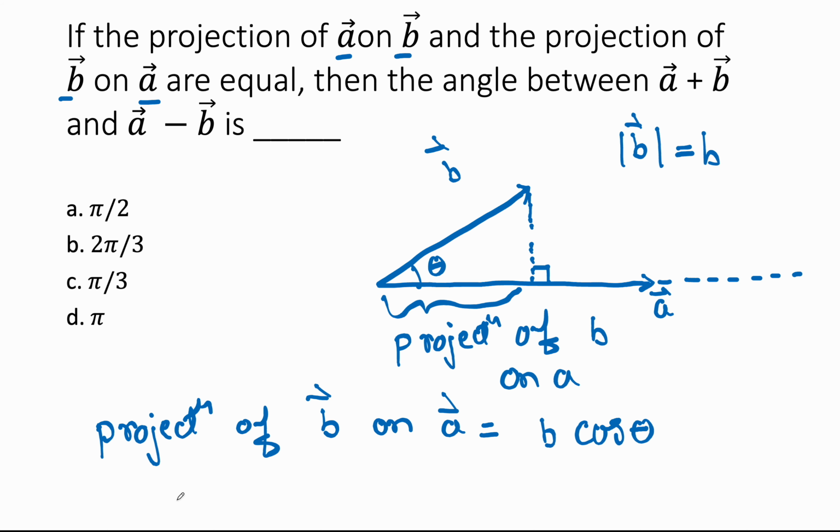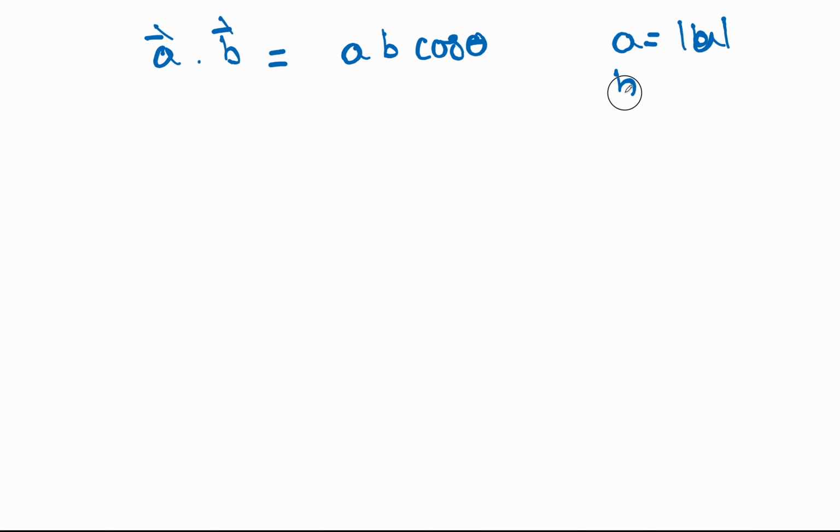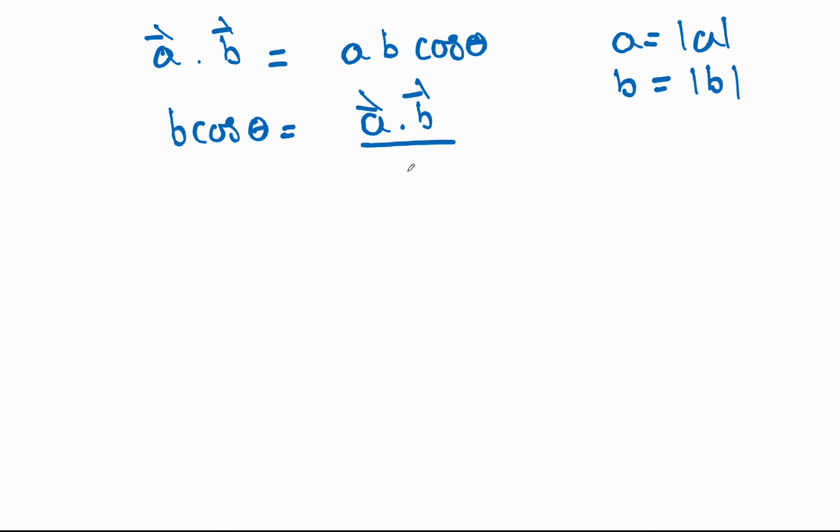Okay, and one more thing: let's say we have A bar dot B bar, that gives the scalar where the dot product will be AB cos theta, and A is nothing but the magnitude of A and B is the magnitude of B. So B cos theta is equal to the dot product of A and B divided by A, and that gives the projection of B on A.